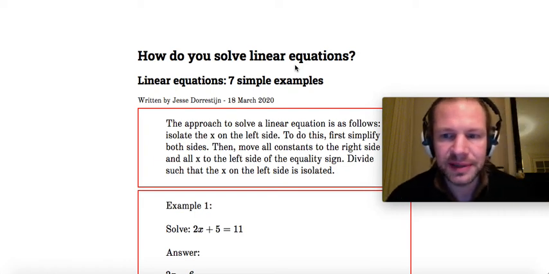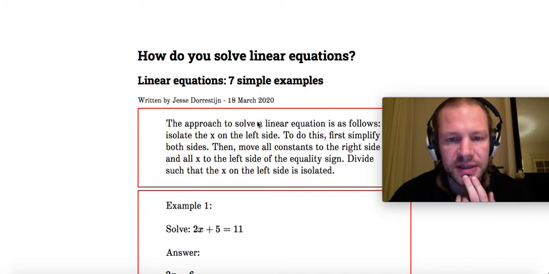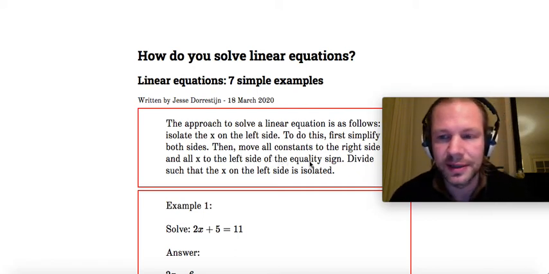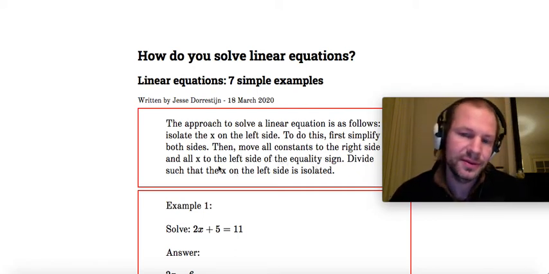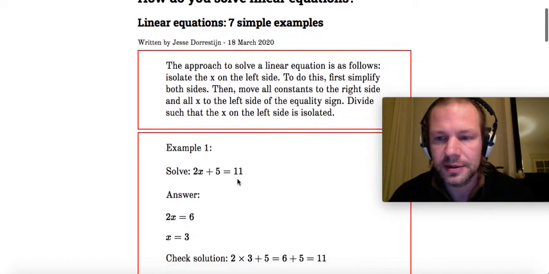Video about mathematics. Today we're going to look at linear equations and how to solve them. The approach is to first simplify the left and right side, then move all constants to the right side and all x's to the left side of the equality sign. Divide such that the x is isolated on the left side. So let's just look at an example.